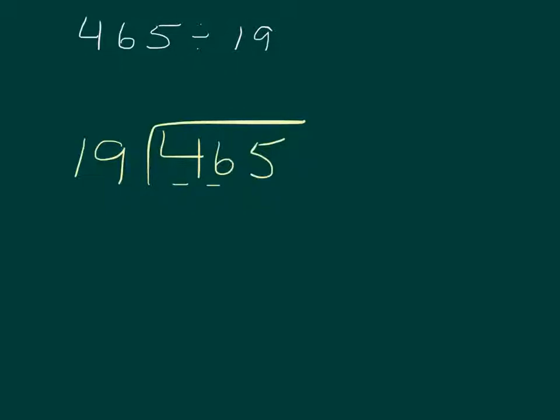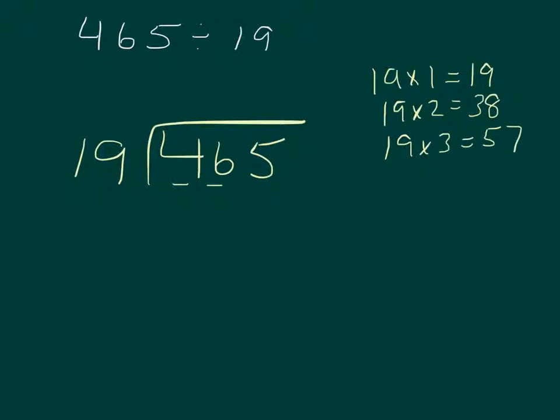So 46 is bigger than 19. So how many 19s are in 46? You have to do a little multiplication. And if you do, put it out to the side. Don't scribble it out when you're done. Don't erase it. Leave it over here to the side. You can use it on other parts of the problem. So 19 times 1 is 19. 19 times 2, you may have to multiply that out. That's 38. 19 times 3 is 57. So 57 is too big, so it only goes in 2 times.